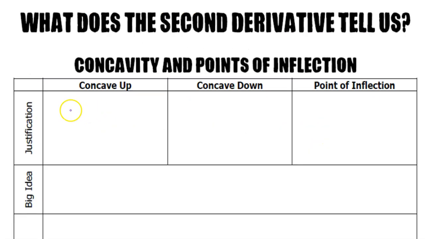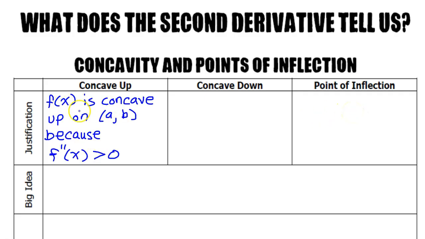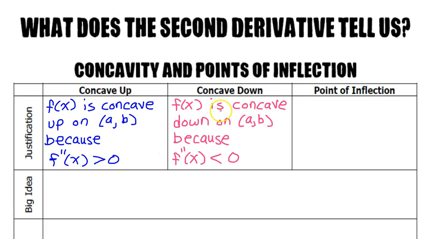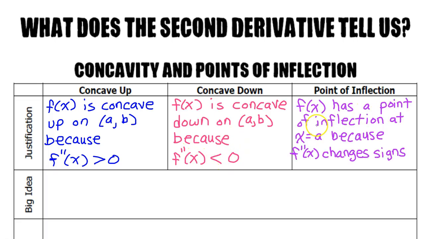Let me show you how to structure your justification for intervals of concave up, intervals of concave down, and the existence of a point of inflection. f of x is concave up on the interval from a to b because f double prime is positive. Notice that we always use parentheses, not brackets, for intervals of concavity. f of x is concave down on the interval from a to b because f double prime is negative. And f of x has a point of inflection at x equals a because f double prime changes signs.